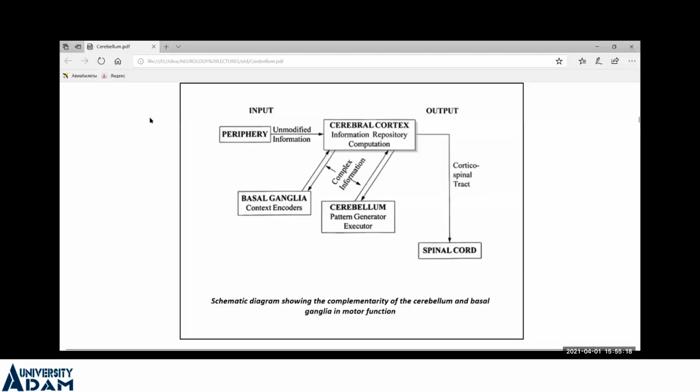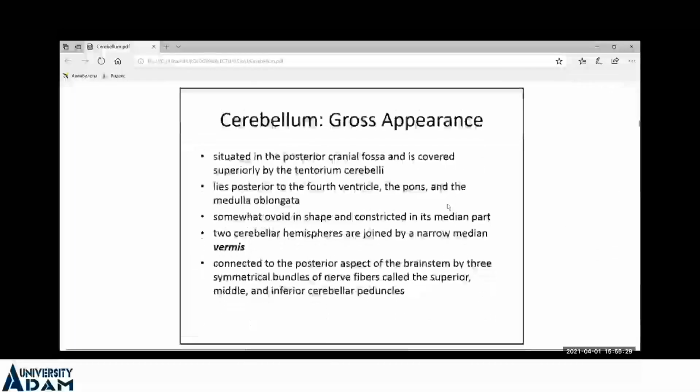So let's continue. Yes, here unfortunately I cannot draw. I don't know why, maybe because this is not a PPT, this is a PDF. Okay, so let's go to the next slide.